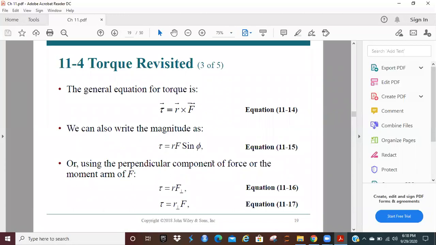So as I just finished talking about, the general equation for torque is R cross F. You can also write that in magnitude as RF times the sine of the angle between them. Or if you know the perpendicular component of force or the moment arm, then torque is equal to R times F perpendicular, or torque is equal to the radius that is perpendicular to the force.